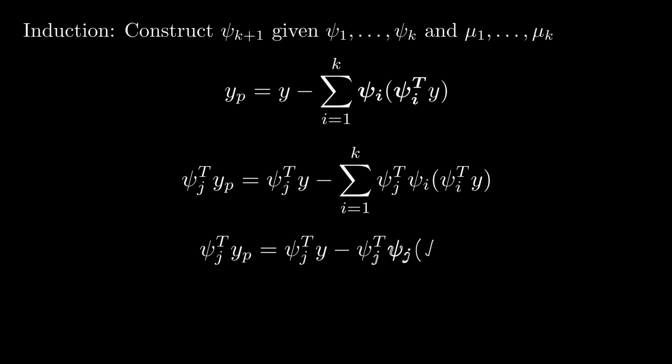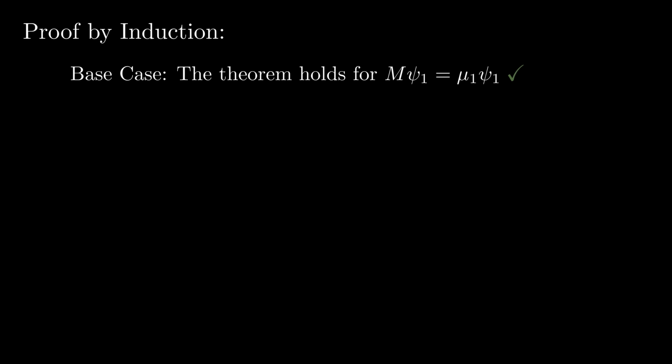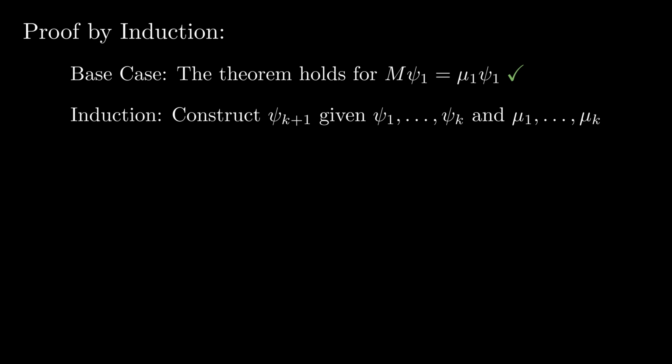To verify that it is truly orthogonal, we can multiply this projection by any of our k eigenvectors, and see that since these k eigenvectors are orthogonal to each other, multiplying y sub p with any of these eigenvectors results in 0, proving that if we normalize y sub p, we can get a new k plus first eigenvector. With this proof, we have now proven both the base case and the inductive step, essentially proving the spectral theorem.